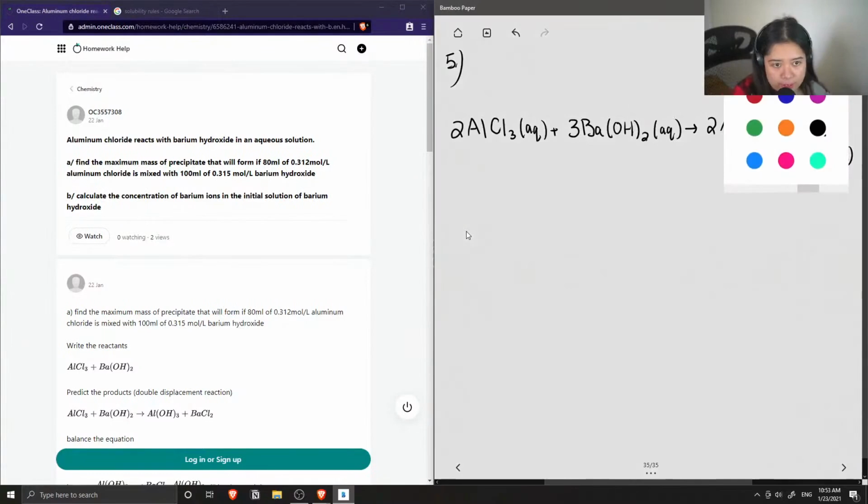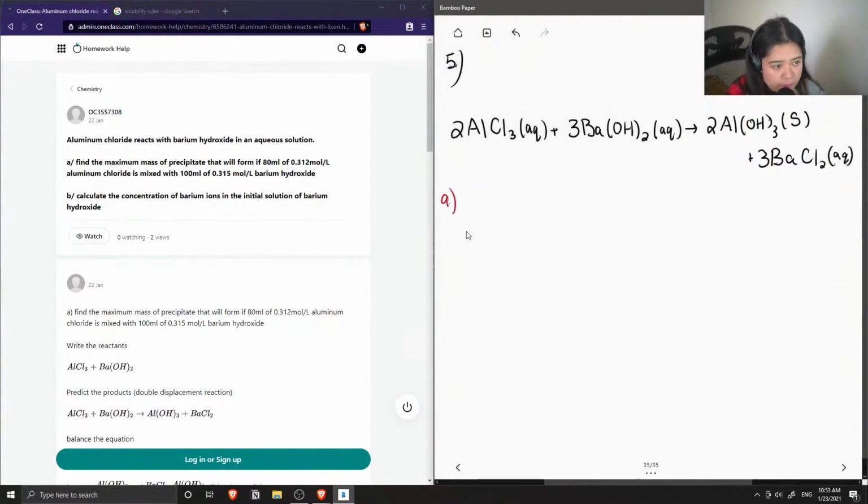Okay, so now we can actually start our question. So part A, find the maximum mass of precipitate that will form if 80 milliliters of 0.312 mole per liter aluminum chloride is mixed with 100 mL of 0.315 mole per liter of barium hydroxide. So for this question, it's multi-step, and basically we want to find the maximum mass of precipitate, so the maximum mass of our aluminum hydroxide.